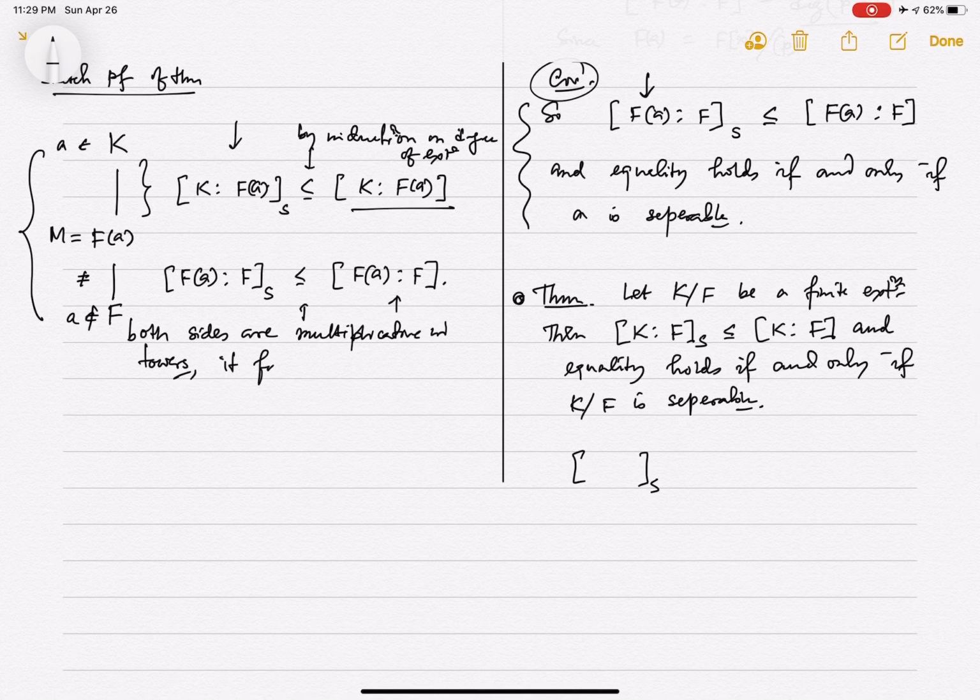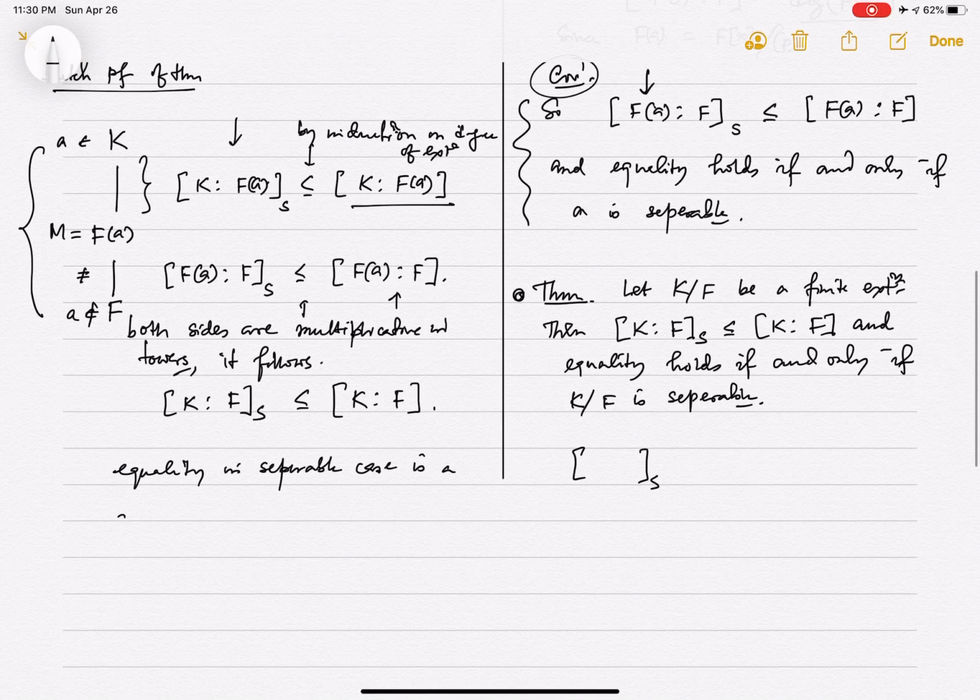It follows. When you multiply the left-hand side, you get the separable degree of this. When you multiply the right-hand side, you get the degree. Yeah. And then if you had equality, then you would get equality. So the equality holds if and only if it's separable. That also follows from the same corollary using exactly a similar induction. Equality in the separable case is a similar induction. Okay. And that's basically what we'll be interested in. When we are in the separable situation, the number of these embeddings equals the degree of the extension.